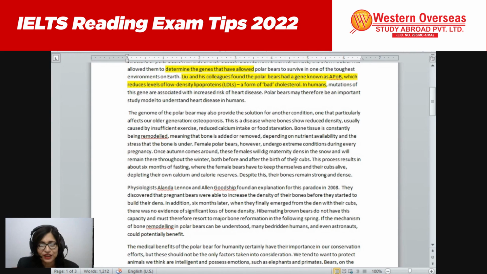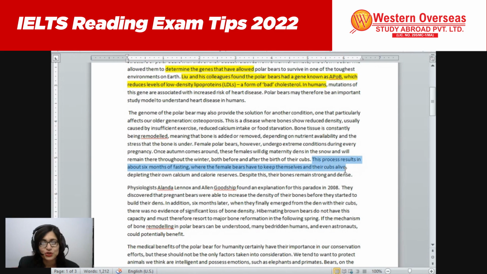Yes, it is mentioned here if you check. Once autumn comes around, these females will dig maternity dens in the snow and will remain there throughout the winter, both before and after the birth of their cubs. This process results in about 6 months of fasting. Are you getting 6 months of fasting?